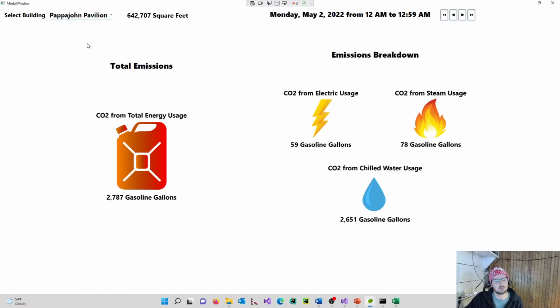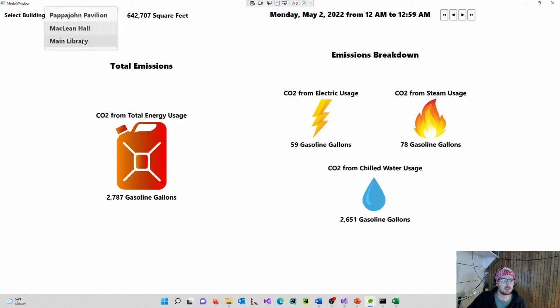So let's look at another building. Let's look at the Papa John Pavilion. Oh my gosh, look at that. 2,787 gasoline gallons worth of CO2. So quite a lot more than little old McLean Hall. And you can see most of it is from this chilled water usage. It's using 2,651 gasoline gallons worth of CO2 just for the chilled water. So that's kind of an interesting thing to see there.